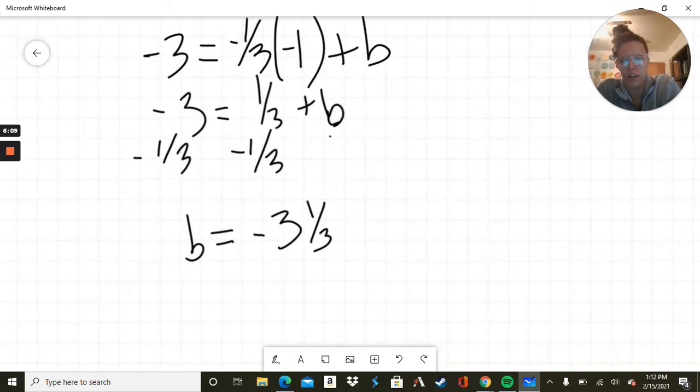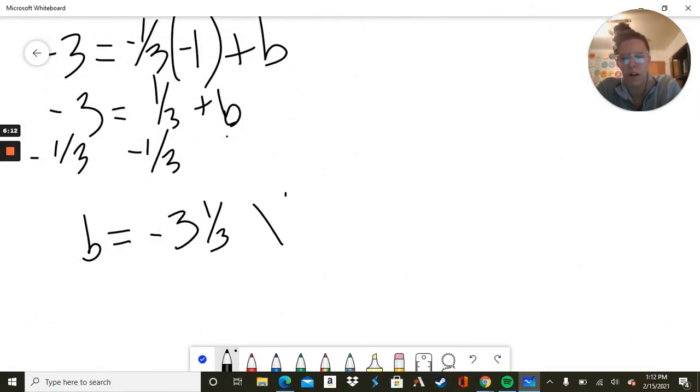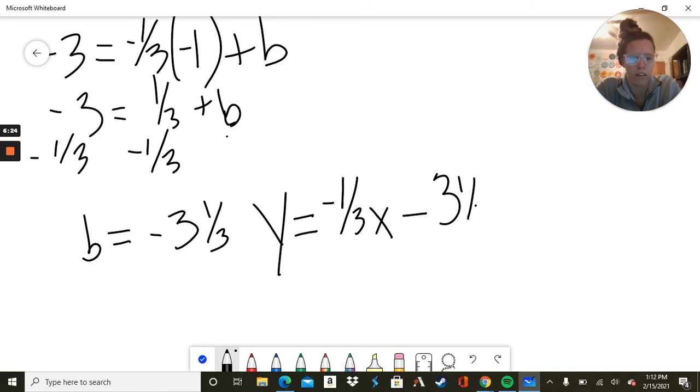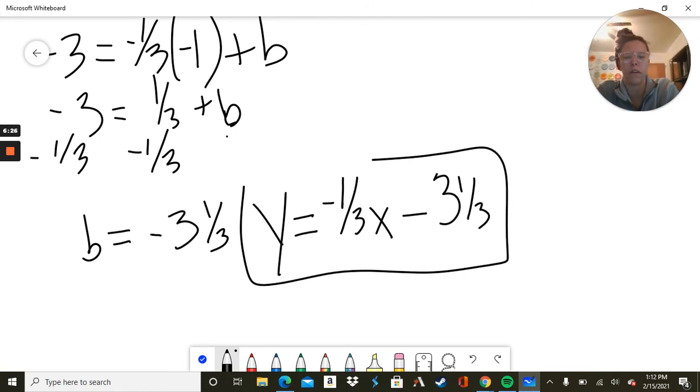So we rewrite the equation. y equals 1/3 x minus 2 2/3. So that would be your slope-intercept form.